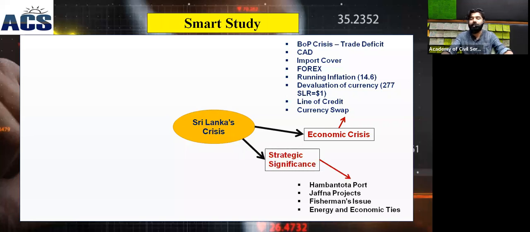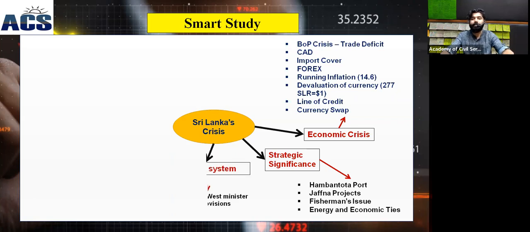The strategic significance, like Hambantota port, which I have already mentioned to you, and Jaffna projects, where India has gotten an opportunity to invest in projects. The fisherman issue, we have already discussed the fisherman crisis previously. Some fishermen from the Chennai port were caught by the Sri Lankan army at that time. The fishermen migrating or the fisheries issues, because it is connecting our maritime border with Sri Lanka, so sometimes there is an issue in the fisherman crisis.